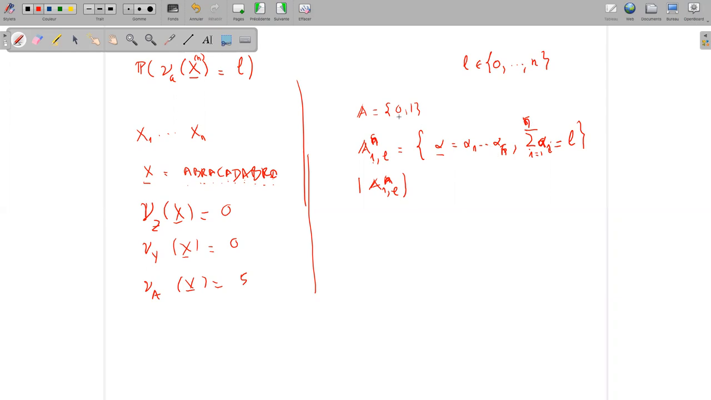For every position I have two possible choices, 0 and 1. So this will be the number of ways I have to choose L among N. I have to choose L ones among the N possible positions. Maybe you don't know this symbol; it is used in the French literature and the Russian literature. I don't know your habits. In the Anglo-Saxon literature it is written differently, but this is the same. It's the number of ways to choose L among N.